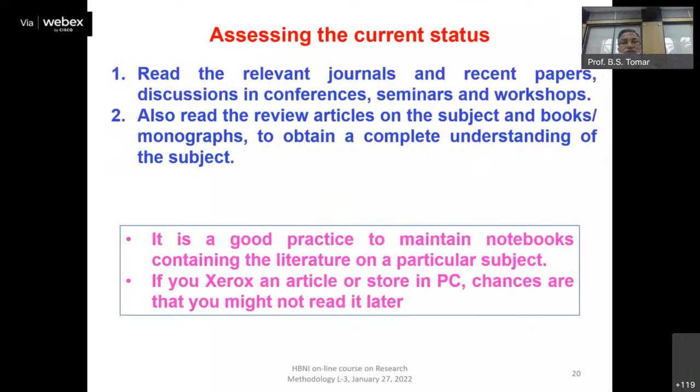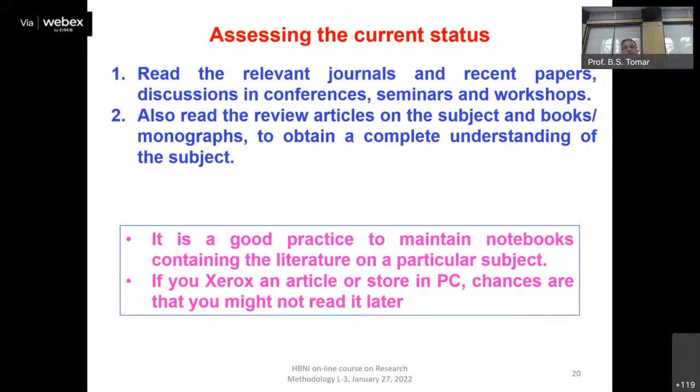Okay. So last slide. It is good to assess the current status of the work that you are going to embark upon. You read the relevant journals and the recent papers.